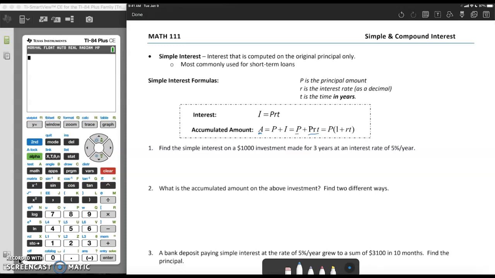Or you may also see it factored out where they pull the P, the principal, out and then do 1 plus the rate times the time. So these are just different versions of the same formula.